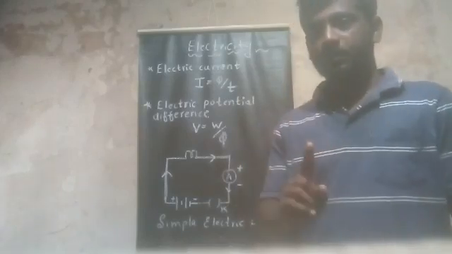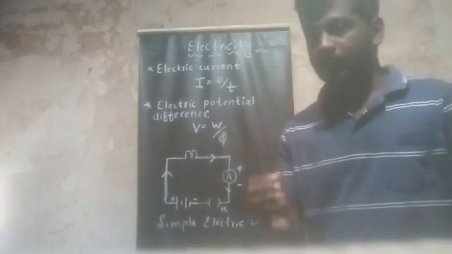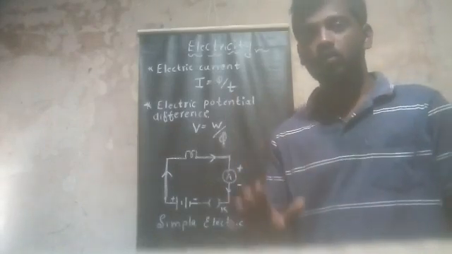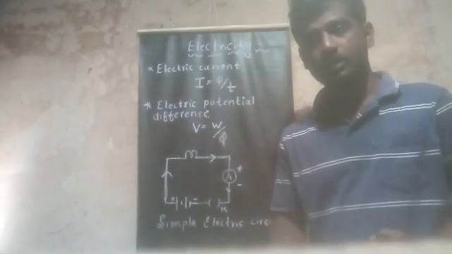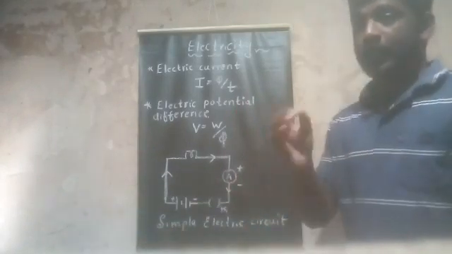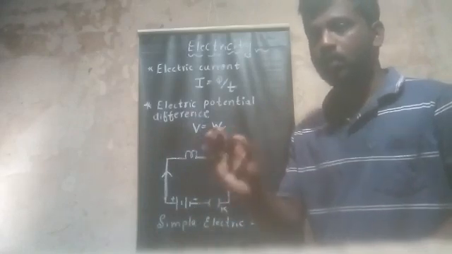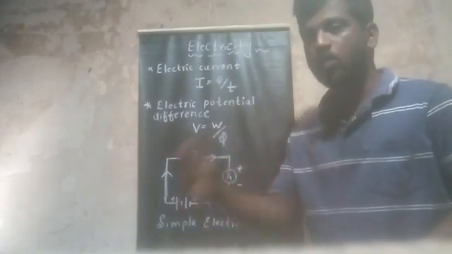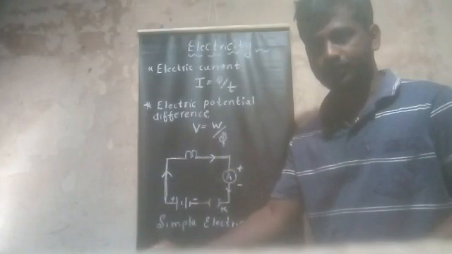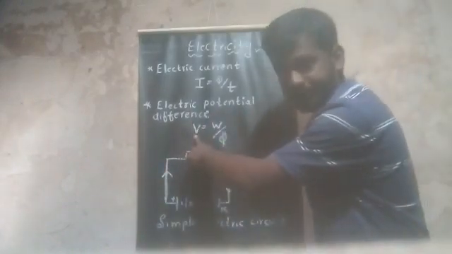So what is potential difference? Very simple. The potential difference is the amount of work done in moving a charge from one point to another point. The electric potential difference definition is the amount of work done in moving a charge from one point to another point. The electric potential difference symbol is V.